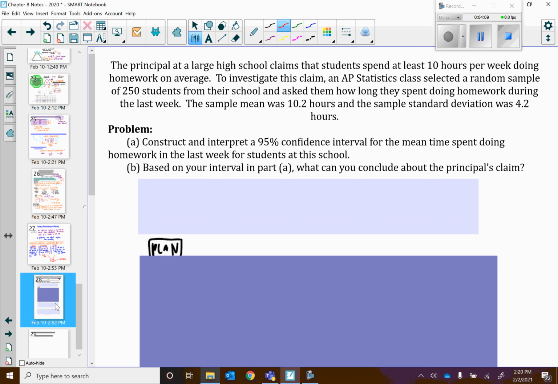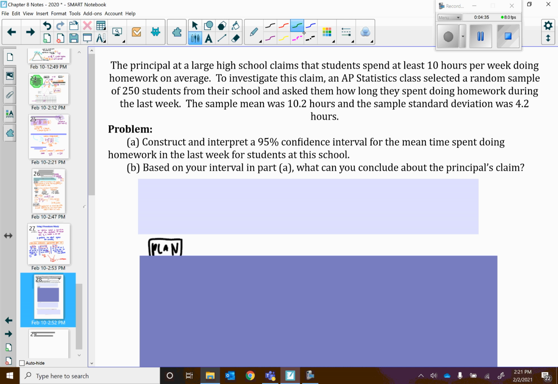A principal at a large school claims that students spend at least 10 hours per week doing homework on average. To investigate this claim, an AP statistics class randomly selects 250 students from their school and asks them how long they spent doing homework during the last week. The sample mean was 10.2, sample standard deviation was 4.2. Construct and interpret a 95% confidence interval for the mean amount of time doing homework.